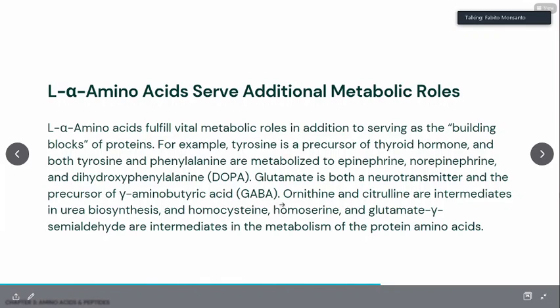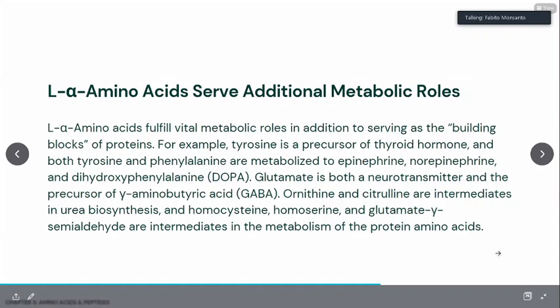Now we have the amino acids ornithine and citrulline in our body, which do not become a part of proteins, but are intermediates in the urea cycle. And homocysteine, homoserine, and glutamate gamma-semialdehyde are intermediates of protein amino acids. And there are other special products of amino acids. We will be going into that.